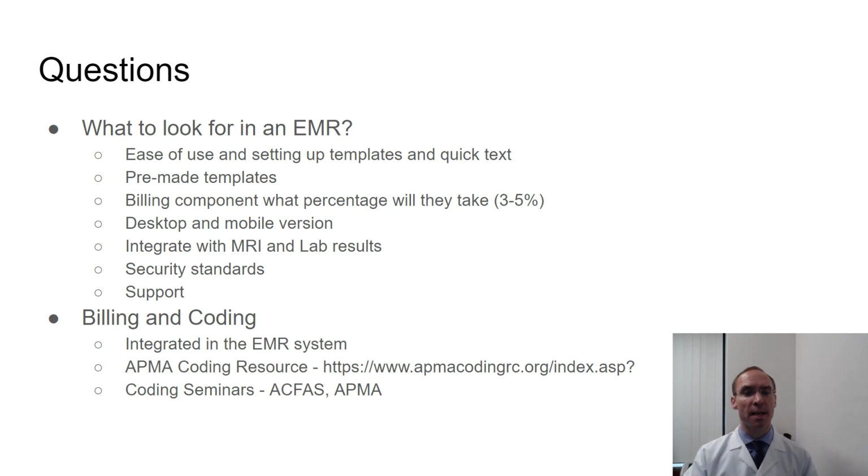A good resource is the APMA coding resource. That's apmacodinggrc.org. It's really the best coding resource, and it explains how you should be coding, what different codes you should use for procedures, for diagnosis. It has kind of cross understanding between ICD-9 and ICD-10, different types of codes. There's also some good coding seminars that you could go to from the ACFAS, APMA.